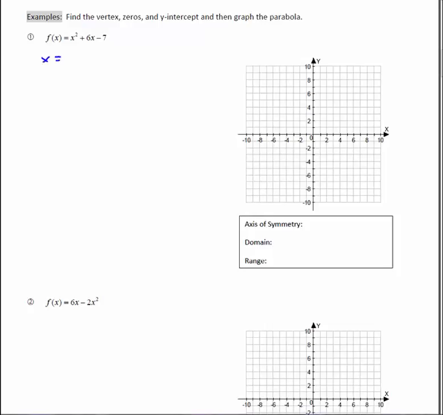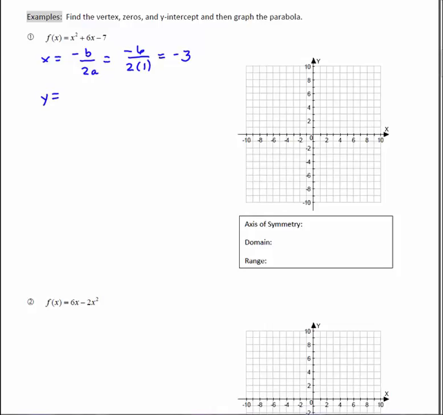We have our vertex formula, x equals minus b over 2a. In this case, that would be negative 6 over 2 times 1. That's really a 1x squared there. So the x value of the vertex is negative 3.